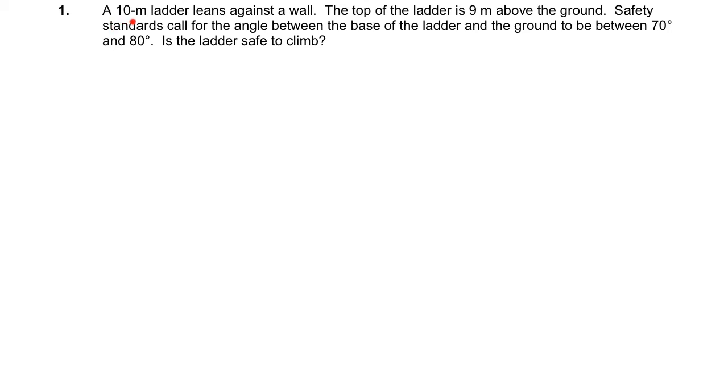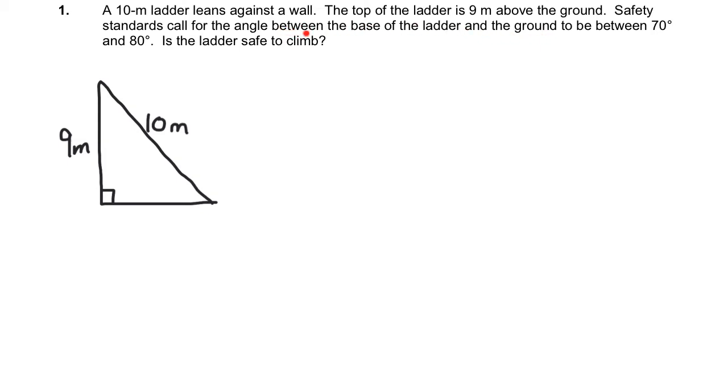So I have a ladder leaning against a wall. So I'll draw that. The ladder's 10 meters long. The top of the ladder is 9 meters above the ground. Now, because it's leaning against a wall, walls are always 90 degrees to the ground. So we will put that in our diagram. We'll assume that's a 90-degree angle. Then it says safety standards call for the angle between the base of the ladder and the ground to be between 70 and 80 degrees.